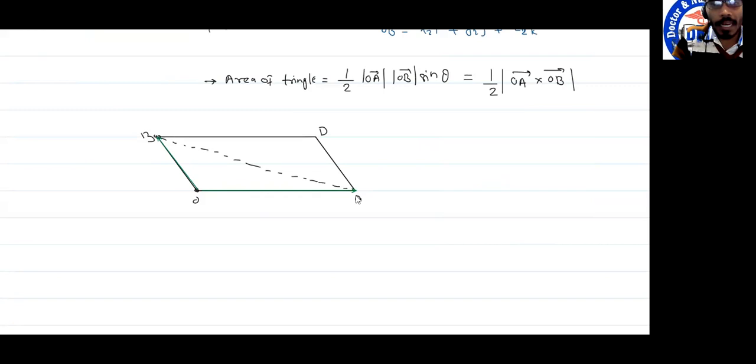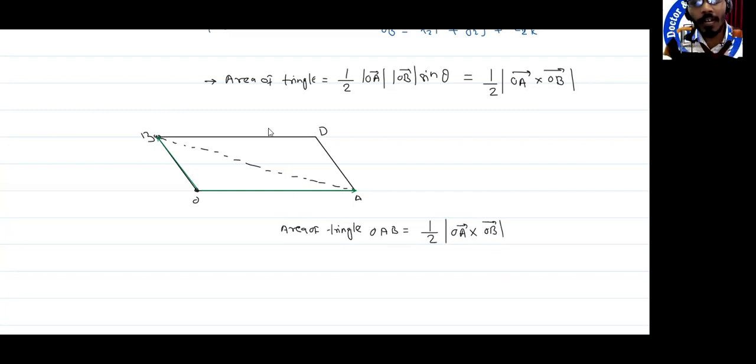Which is OA into B. So the area of this triangle OAB is half of OA vector cross OB vector. And now suppose I want to calculate the area of this parallelogram.